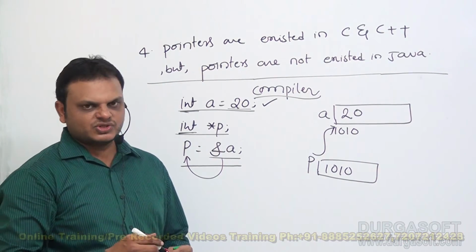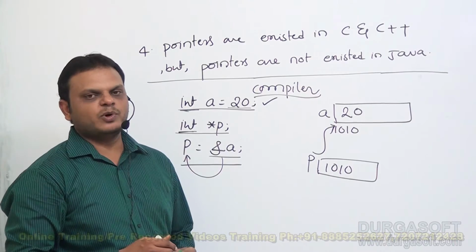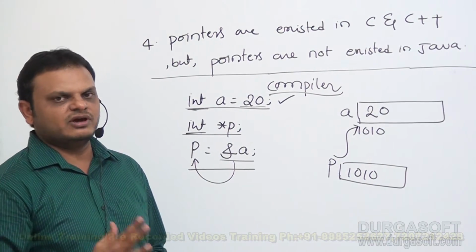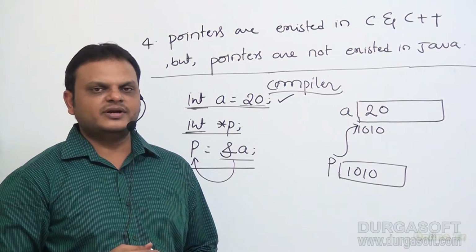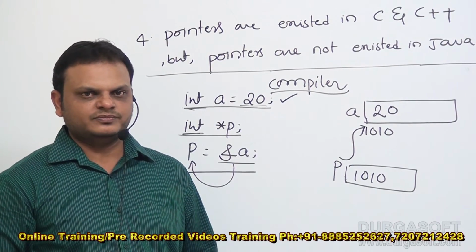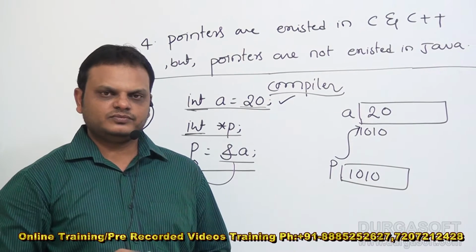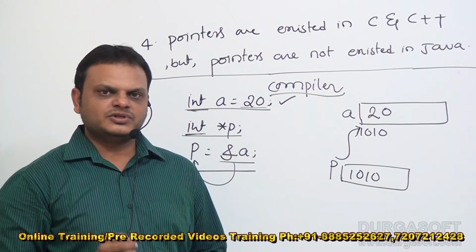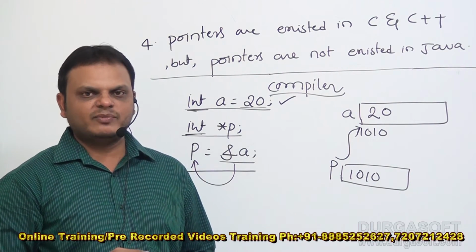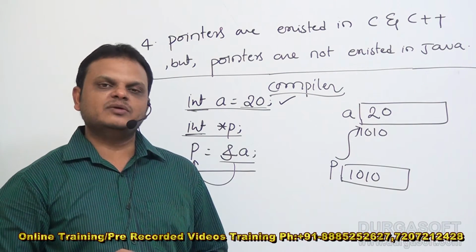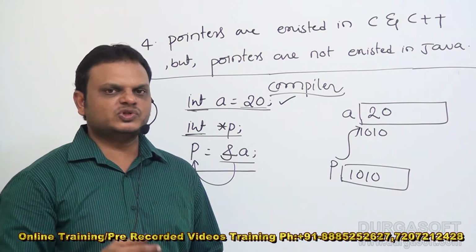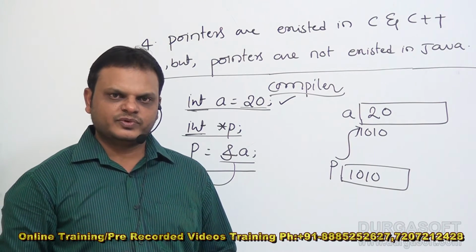Pointers do not exist in Java. Why do pointers not exist in Java? Here we have clearly 5 reasons. What are the 5 reasons why pointers do not exist in Java? Reason number 1: pointer variables must require static memory allocation, but Java follows dynamic memory allocation. So pointers are not available in Java.